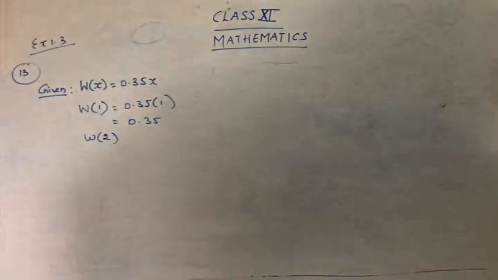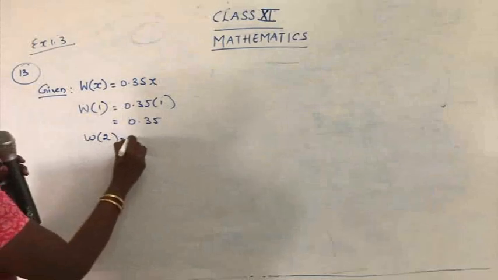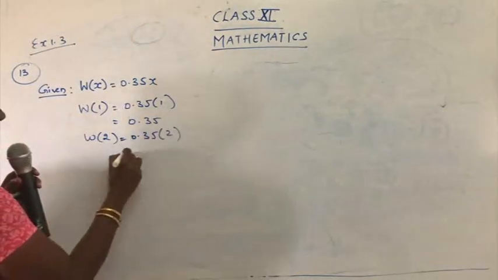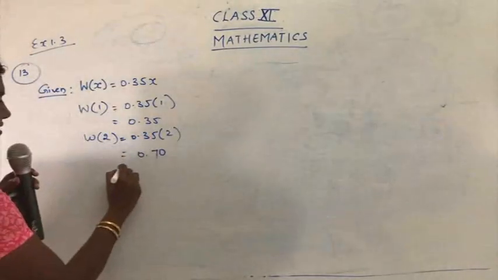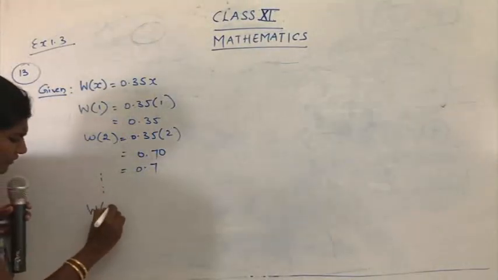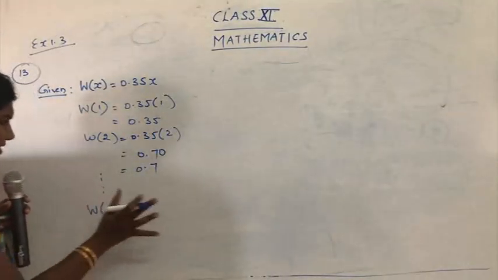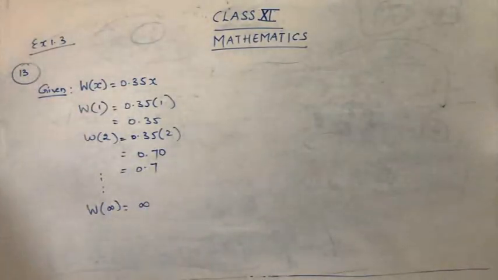We have to find out the domain of the function. So I don't know what is the domain, so just a random choosing of values. So what will be W of 2? 0.35 into 2, that's 0.7. You can take it as 0.7. And when you go on, W of infinity will be infinity. We don't know what's the value, so 0.35 into infinity, we just take it as infinity.